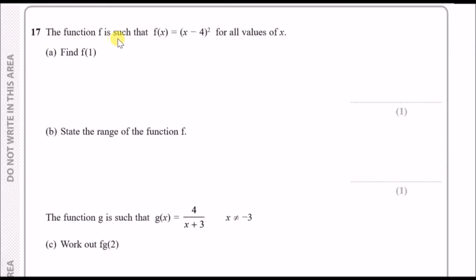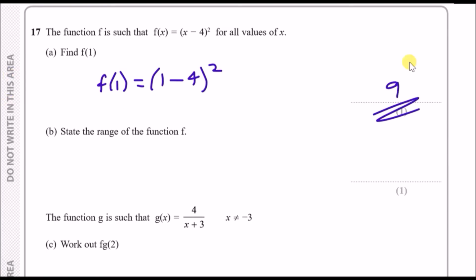So the function f is such that f(x) equals (x minus 4) all squared. So this is defined by f(x), and they want us to find f(1). In other words, replace x with the value of 1. If you just do that, f(1) is literally going to be (1 minus 4) squared, and if you put this in a calculator, you just get a straight answer of 9.